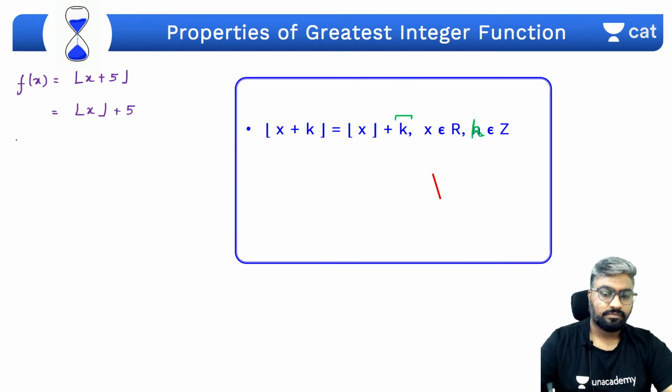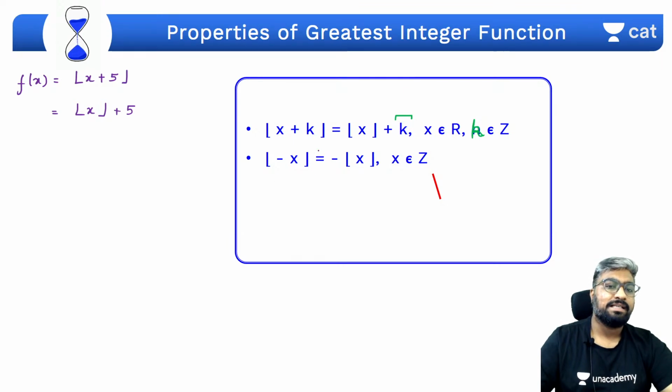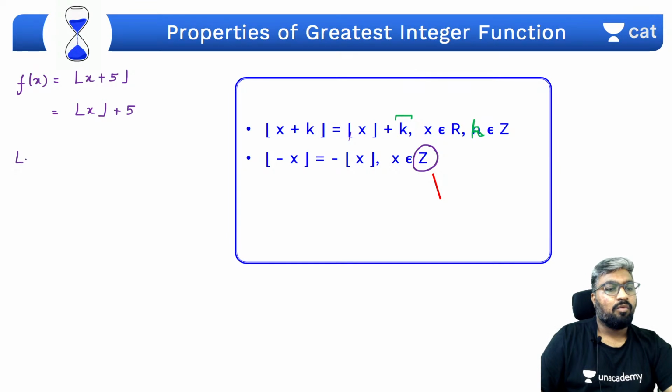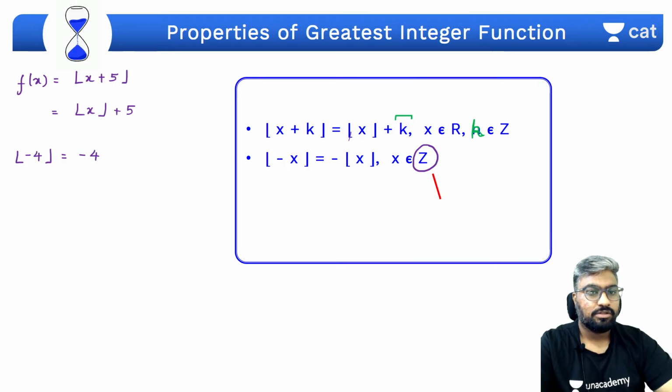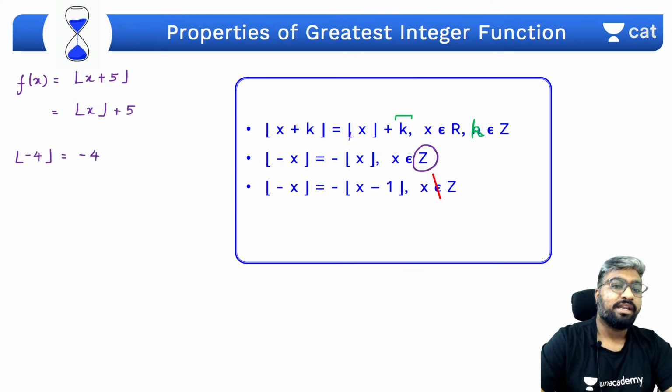Yes. Same way, greatest integer function of -x will be minus greatest integer function of x only if it is an integer. Yes. What is greatest integer function of -4? अगर आपका टर्म, अंदर का टर्म ऑलरेडी इंटीजर है, then it will be -4 itself. Yes, जो अपन ने देखा था प्रीवियस केस में, -3 के केस में. What if it is not an integer? What if it is not an integer?